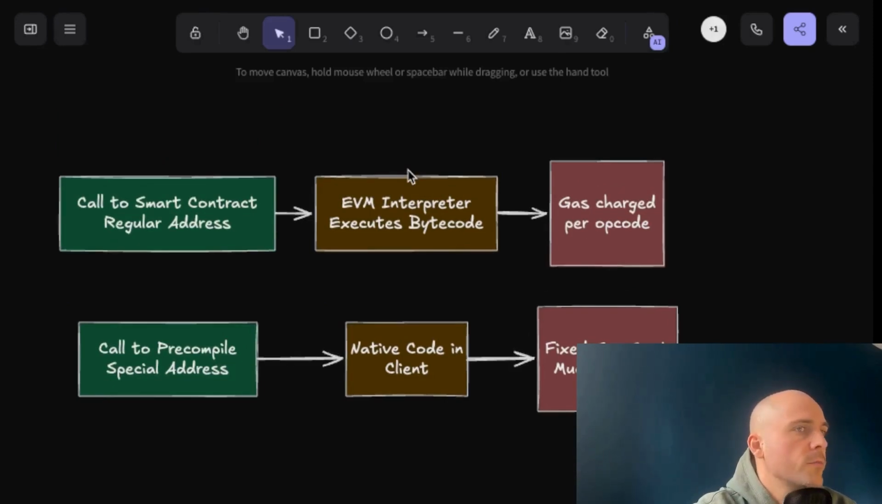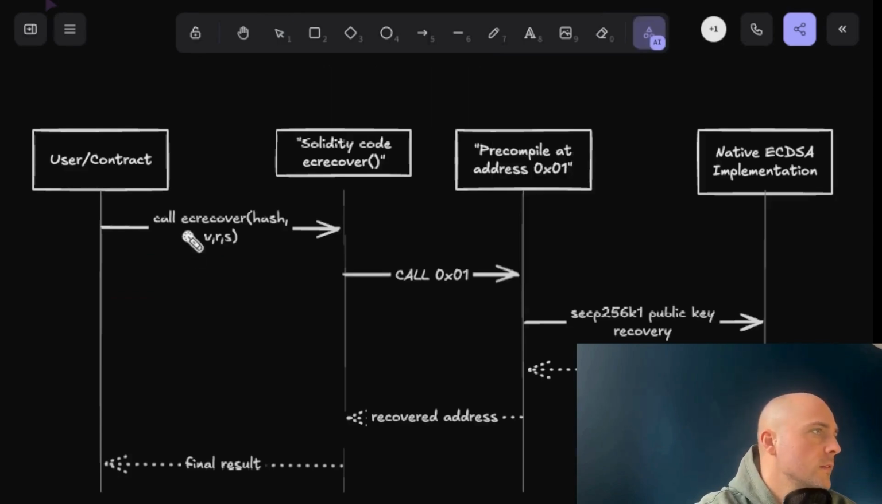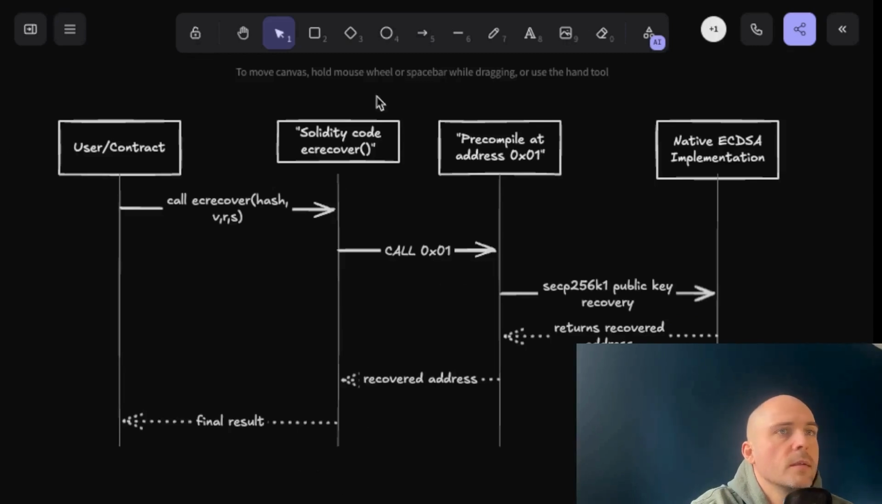Now, there are a bunch of precompiles that already exist in the EVM, and one that you are probably familiar with is this EC recover method in Solidity, which recovers an Ethereum address that signed a given hash. Under the hood, this EC recover gets compiled to a call to address 0x01, where the code implementation of the ECDSA public key recovery on the SECP 256K1 elliptic curve is natively implemented. All right, so with this in mind, let's get back to EIP 2537.